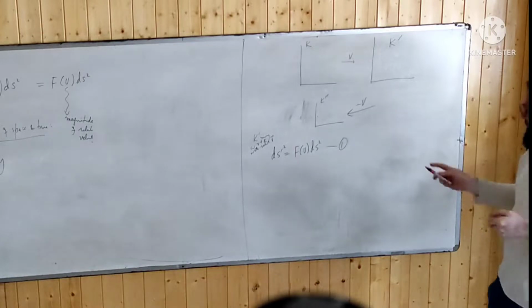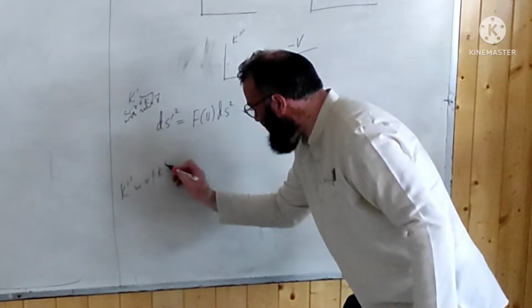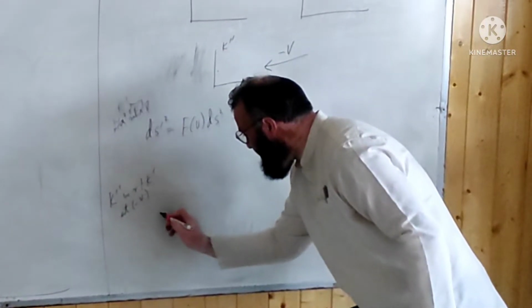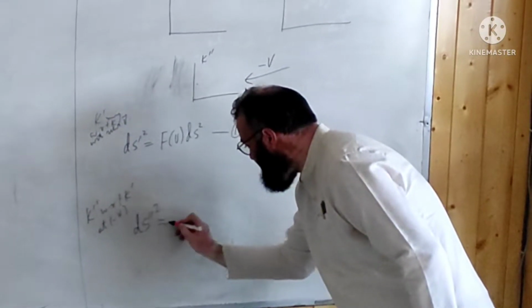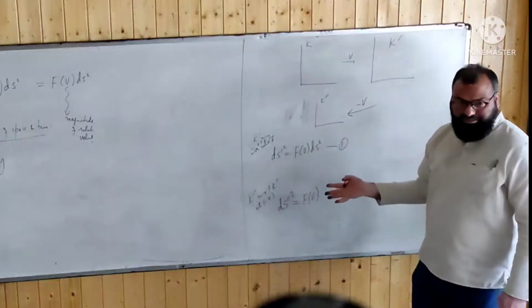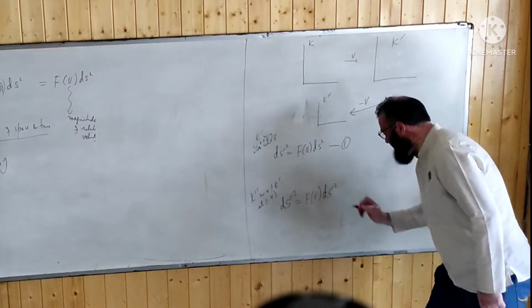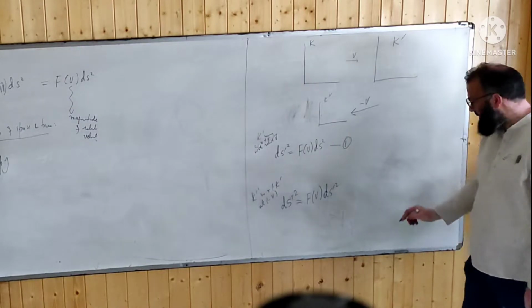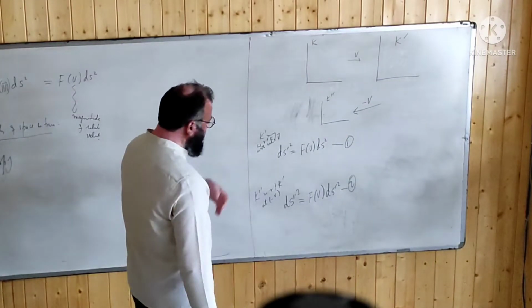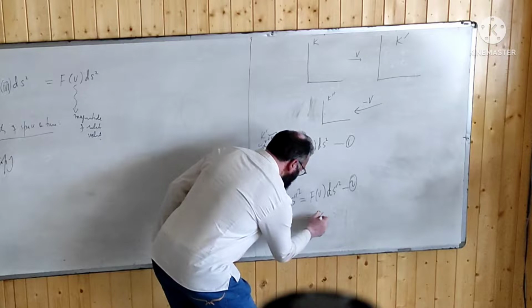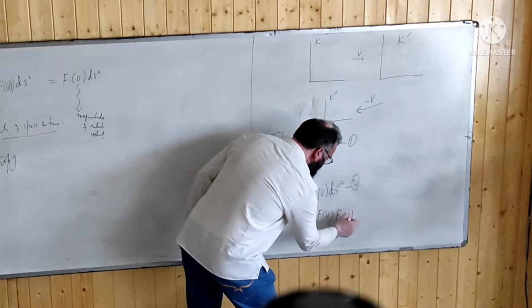So now let's write: K double prime with respect to K prime at minus v. By that very definition, ds double prime square is equal to f of v, simply f of v because it depends on the magnitude, times ds prime square. Clear? Call it the second. Now let's write this ds prime square. From the first, I can write it simply as f of v ds square.